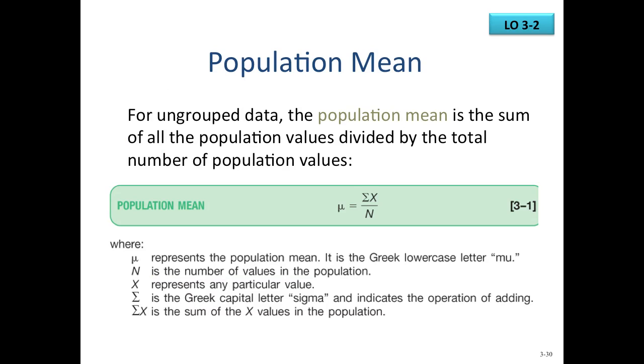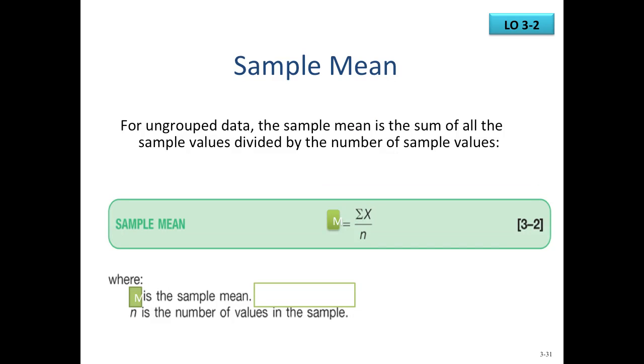So the population mean is the sum of all of the population values divided by the total number of values. Right? And it's represented by mu. Big N is the number of population values. X represents any particular value or score. And sigma is indicating to sum them. And that's the formula for it.